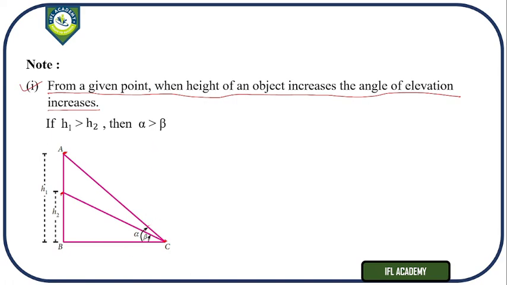Firstly the angle of elevation was beta. Now it has increased to angle of elevation alpha. So alpha is greater than beta. So whenever the height of the object is increased from the same point, the angle of elevation will increase.